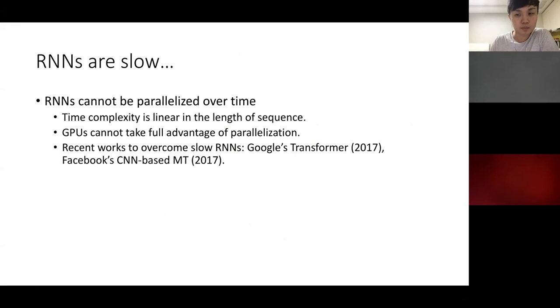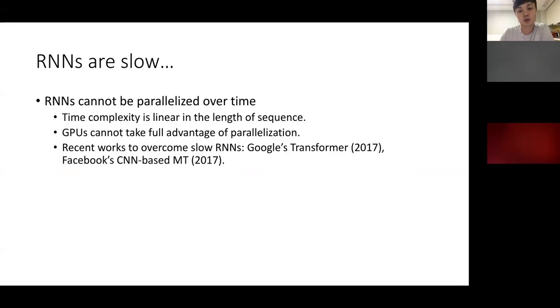Now what I want to point out first is that RNNs are quite slow. One of the reasons is that they cannot be parallelized over time, so the time complexity is strictly linear in the length of the sequence. Of course, GPUs cannot take full advantage of parallelization in this case, which makes it very hard to overcome, and hence a lot of research focuses on overcoming the slowness of RNNs, such as Google's Transformer or Facebook's CNN-based MT. So this work will also be focusing on how we can overcome slow RNNs.